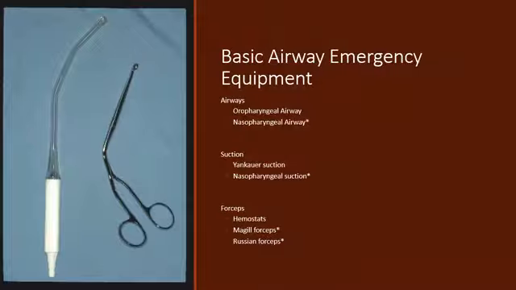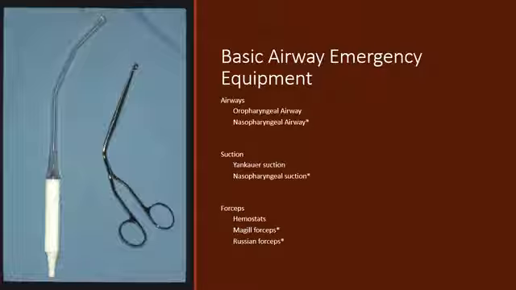We'll start by looking at some of the basic airway emergency equipment. First, you can see we'll talk about the different types of airways that should be available, both oropharyngeal and nasopharyngeal airways. We need to have different types of suction than we normally would use in a dental office. And here you can see in the picture the kind of angled adapter or suction adapter. It's called a Yankauer suction.